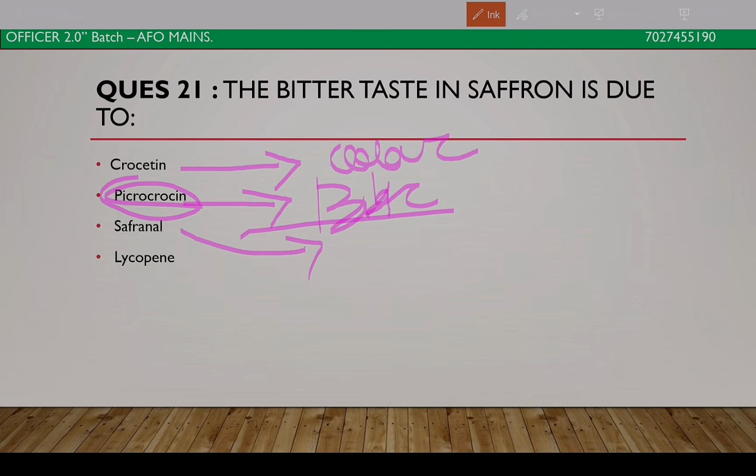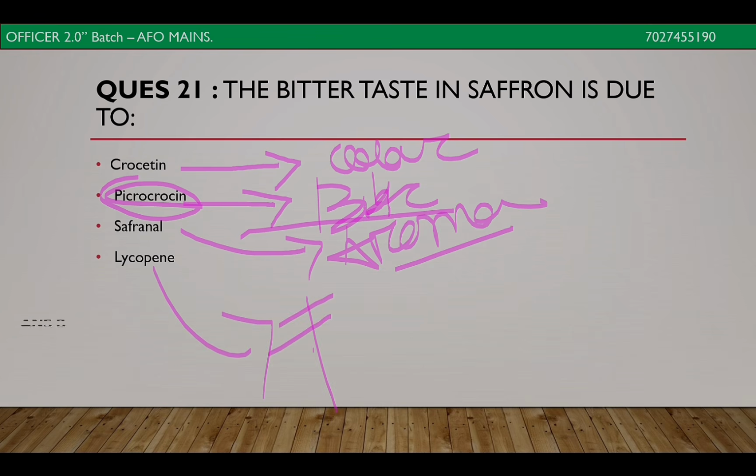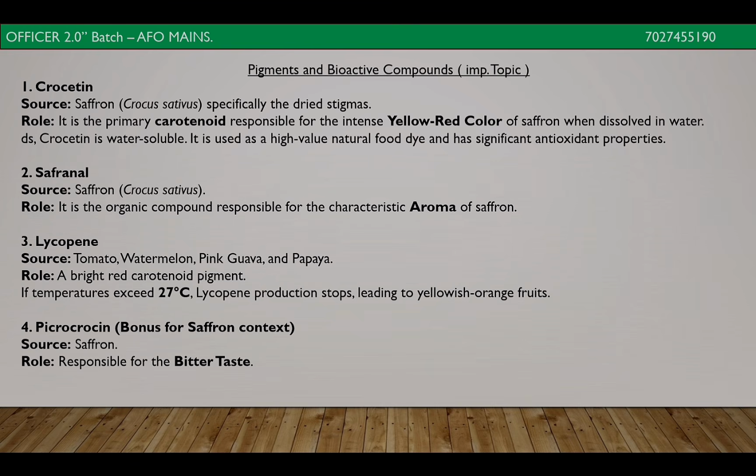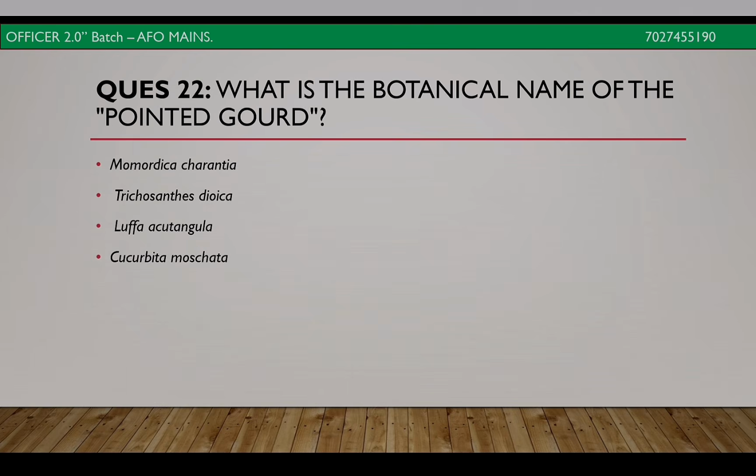Safranal is responsible for aroma in case of saffron. And lycopene, you know, is the tomato color. This is explained here. The next question.